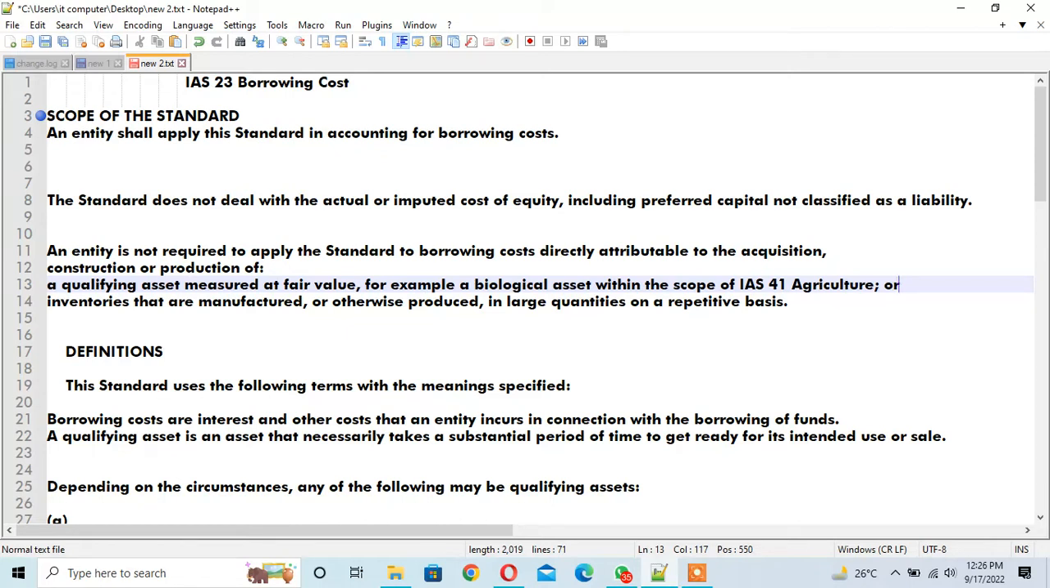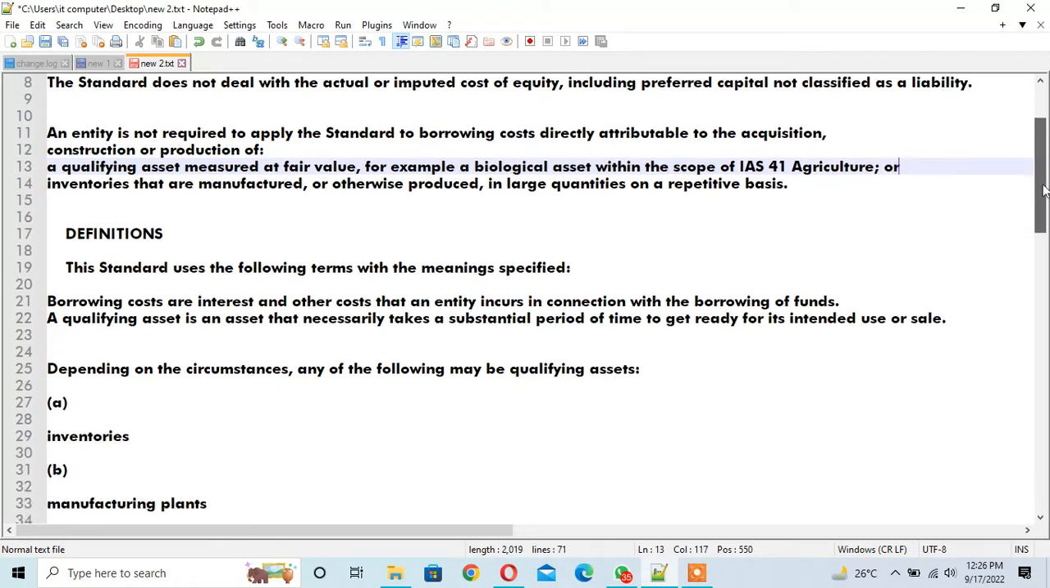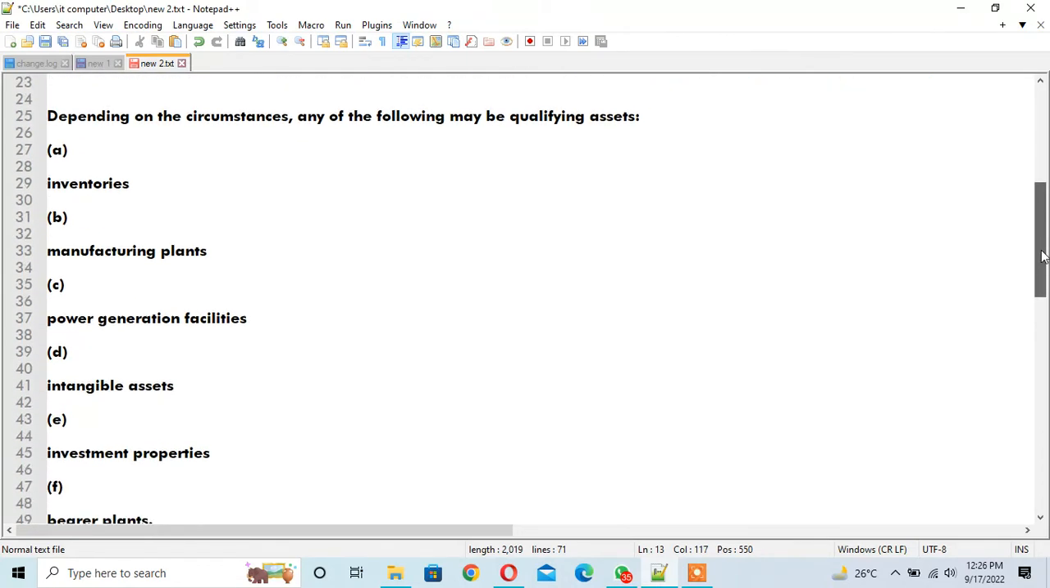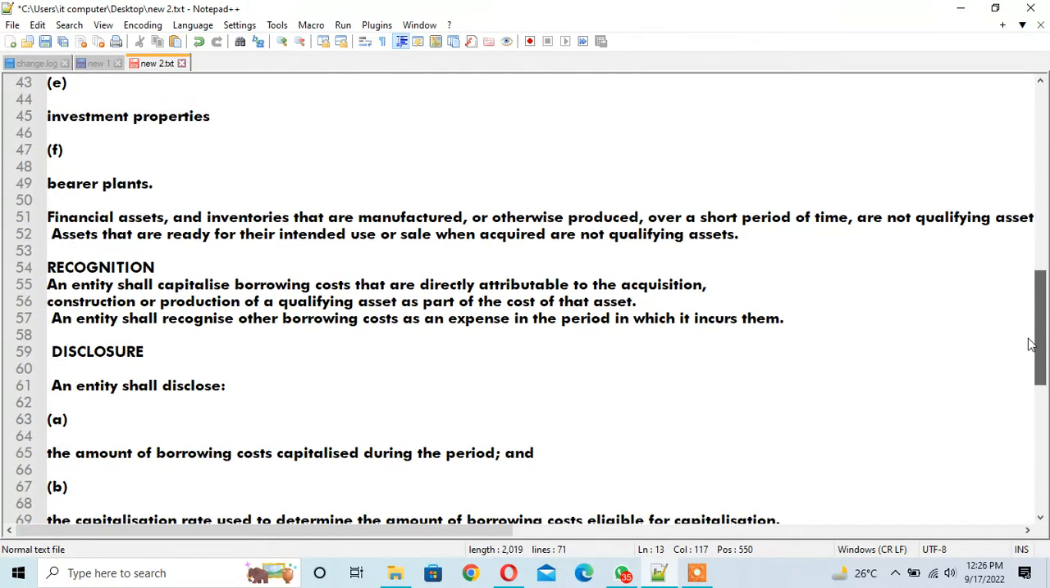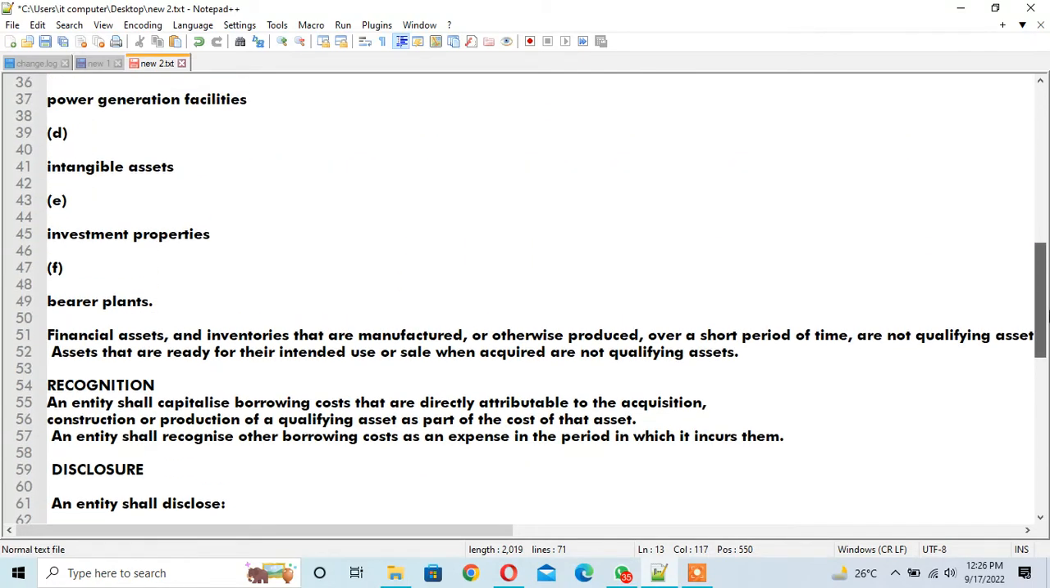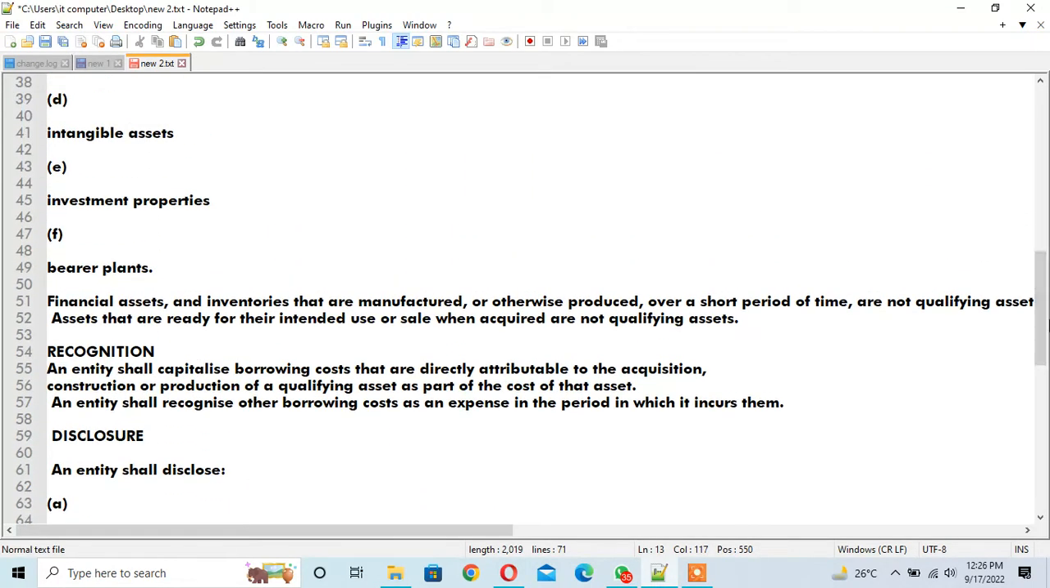Okay, now first of all I would like to discuss the scope of the standard. First of all, we should know the scope of the standard, and then I have to define the standard IAS 23 borrowing cost, and I will tell you about the standard at the end, to which assets it is applied, or it is unapplied. I will show you later.